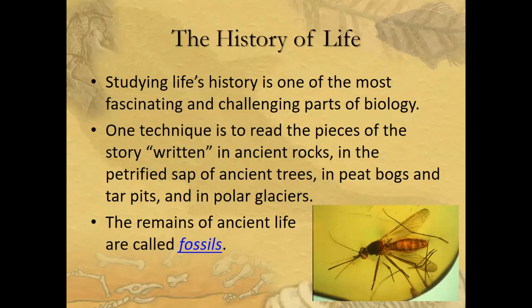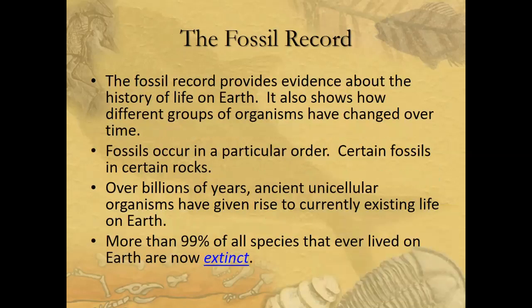One technique to get a history of life on our planet, since we haven't been here for most of it, is to look at the story that's been written in the ancient rocks and the petrified sap of ancient trees and peat bogs, tar pits, polar glaciers, etc. What we're looking at are the remains of ancient life, and these are what we call fossils. Now, the fossil record provides evidence about how the history of life has unfolded here on our planet. It also shows how different groups of organisms have changed over time when we start looking at similarities between these fossils and where they're found.